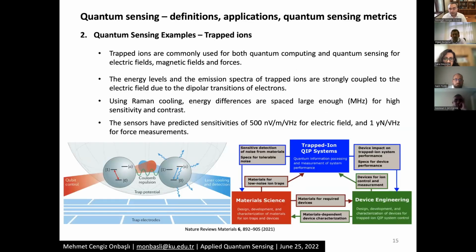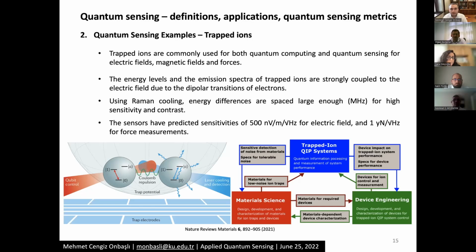So there are also trapped ions. You may have seen trapped ions for quantum computation purposes. I'll give you a simple rule of thumb: if there's a bad qubit in quantum computation, it can be a good quantum sensor. So in this case, trapped ions can be used for quantum computation as well, but we want to refer to them as our sensing elements.